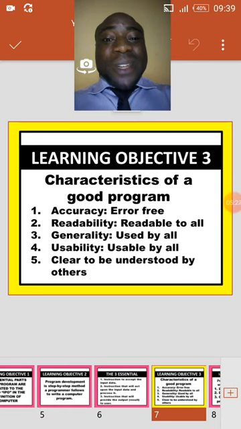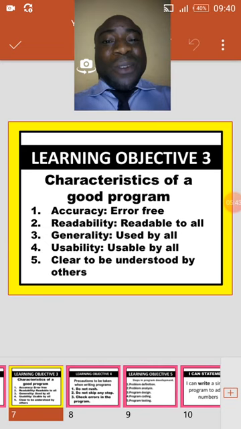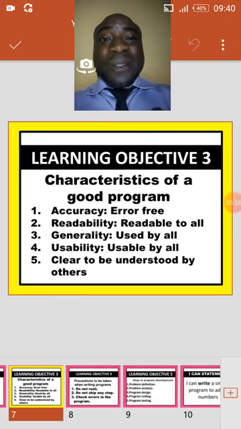Alright, usability. Usability, it must be usable by all. That is, there is no person that will not be able to use the program. It is usable by all. Now, the last one is clear to be understood by others. That is, if they want to improve the program or add something new to it to upgrade it, it must be clear enough for them to understand it, to be able to work on the program.